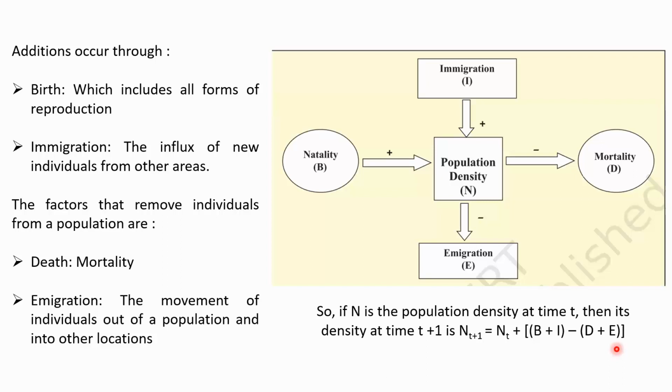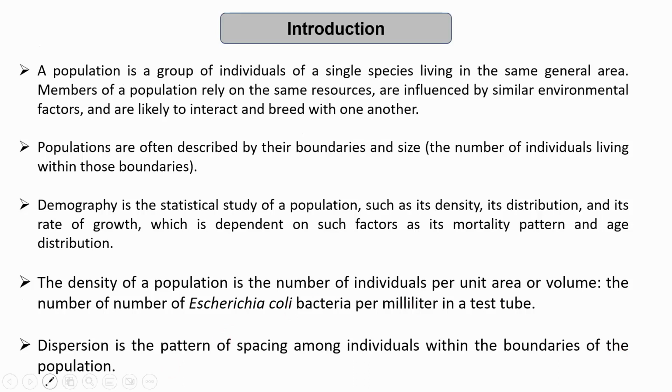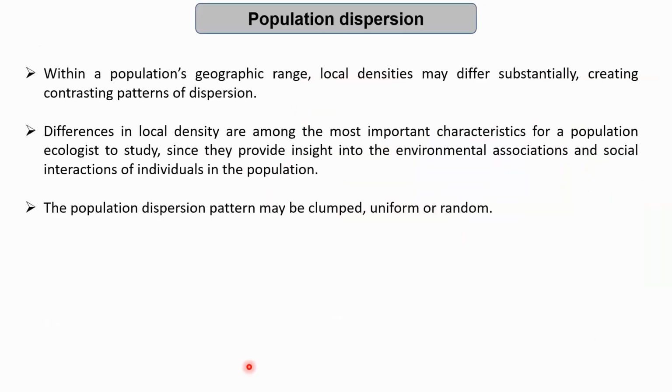As I mentioned the term dispersion in the first slide, dispersion is a pattern of spacing among individuals within the boundaries of the population. This dispersion can be of different types. Within a population's geographic range, which is mainly defined by the boundaries of the population, local densities may differ substantially. So it is not always like the density within a population is constant everywhere. The density may also differ within the boundaries, creating contrasting patterns of dispersion. So this is what dispersion actually is.